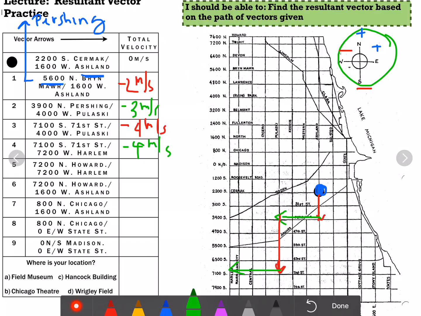Let me get a different color here, like purple. Going all the way up. Wow, how many blocks is that? 1, 2, 3, 4, 5, 6, 7, 8, 9, 10, 11, 12, 13, 14, 15, 16, 17, 18. So 18 meters per second. Okay, I'm going to have you finish the rest there, but I think you get the idea. Add them all up and see what the resultant vector is, whether it's positive or negative.